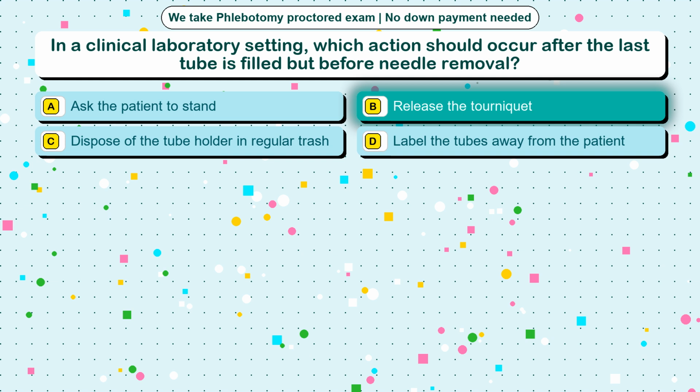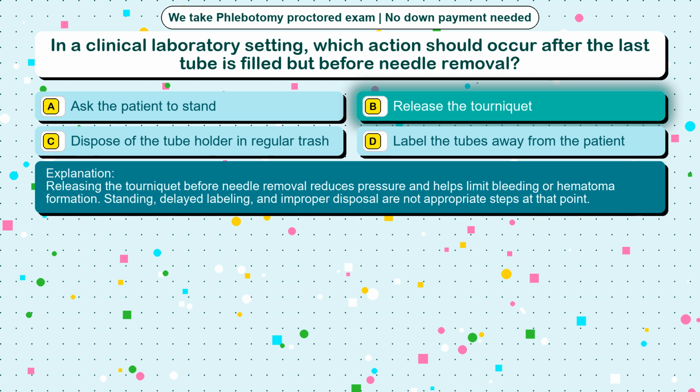Release the tourniquet. Releasing the tourniquet before needle removal reduces pressure and helps limit bleeding or hematoma formation. Standing, delayed labeling, and improper disposal are not appropriate steps at that point.